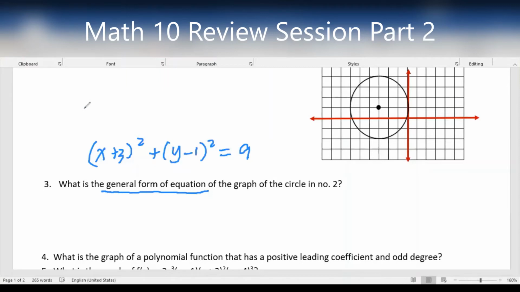So remember, how do you change standard form to general form? So it's completing the square. We had examples on this before. Okay, Hannah has answered now. So let's wait 2 more answers.